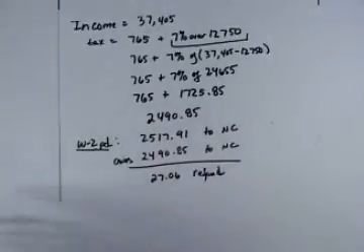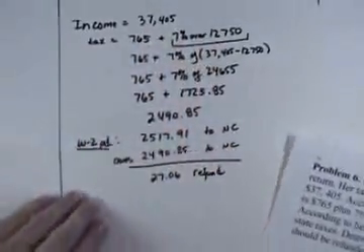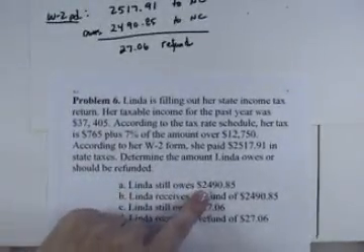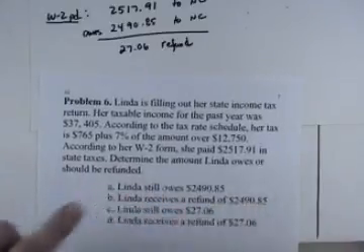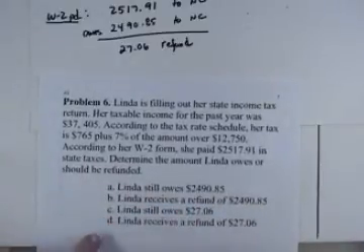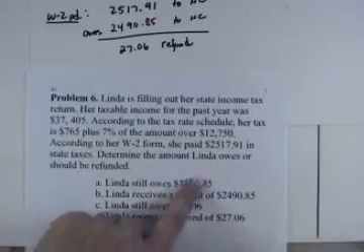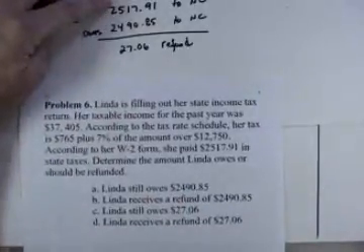So the tricky part on this one, aside from making sure that you do a little mini problem within the whole problem, is looking at your answers. Linda still owes $2,490. She receives a refund of $2,490.85. Still owes $27.06. Receives a refund of $27.06. Where is this number $2,490.85 coming from? Well, that came from the first part of our problem.